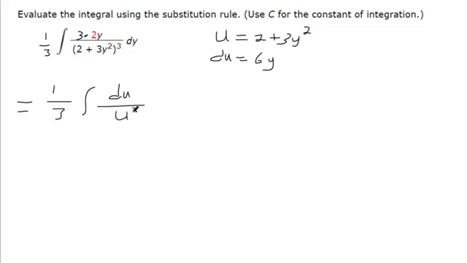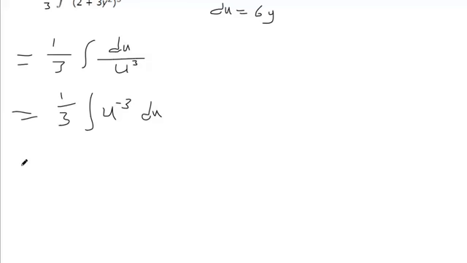To the third power. And since it's a variable in the denominator, we can rewrite that as u to the negative third, and then du. As long as we're not putting it in the denominator, we can just write it off to the side like that.